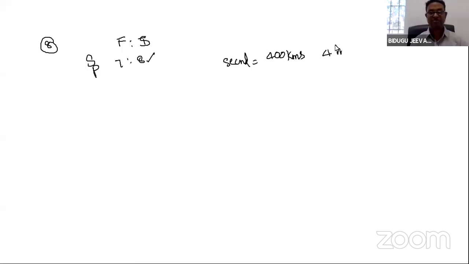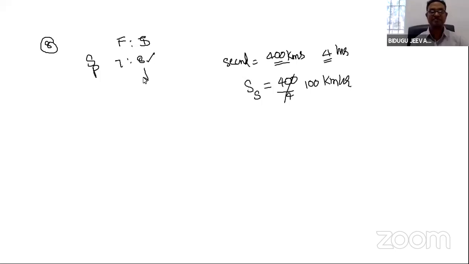Now, let me go for the next question. Question number 8. The ratio between the speeds of trains is 7:8. So this is the first train and the second train. With the 7:8 ratio of speeds, this speed is more, this speed is less. The second train runs 400 kilometers in 4 hours. I'm talking about the second train. Now distance is given, time is given. Let me calculate the speed of the second train, distance by time. So it's 100 kilometers per hour.